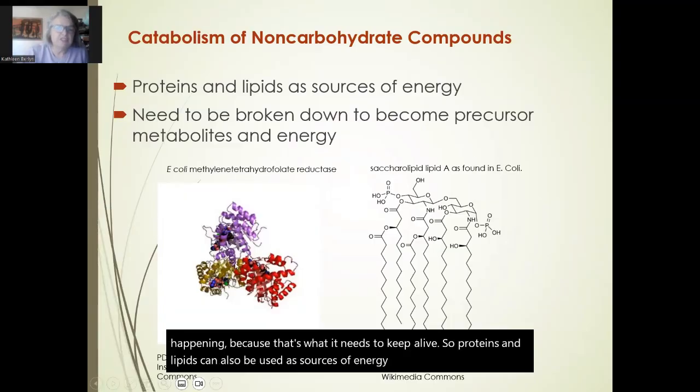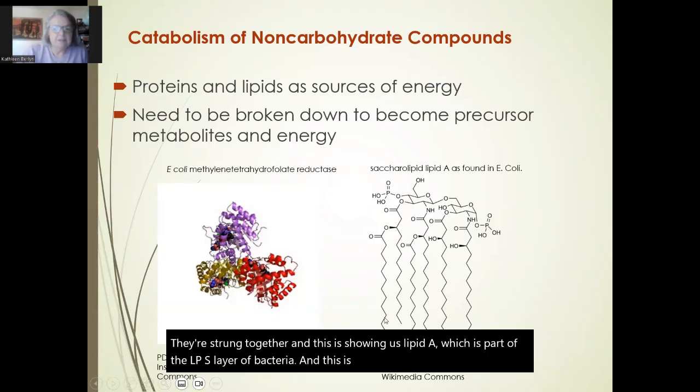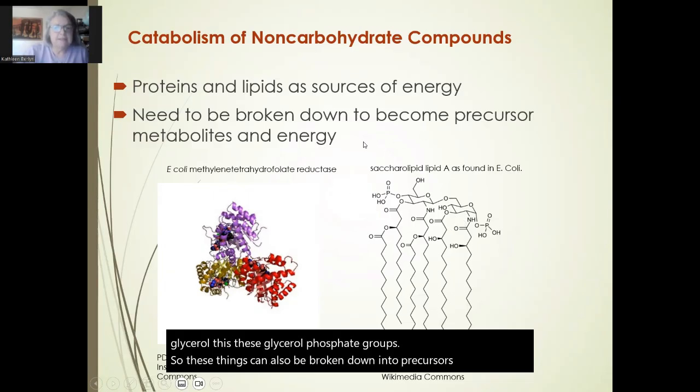So I have here, this is just to remind us what a protein looks like. Lots and lots and lots of amino acids that are strung together. And this is showing us lipid A, which is part of the LPS layer of bacteria. And this is just an example, again, to show us these long hydrocarbon chains that are joined together by these glycerol phosphate groups. So these things can also be broken down into precursors for metabolites and energy.